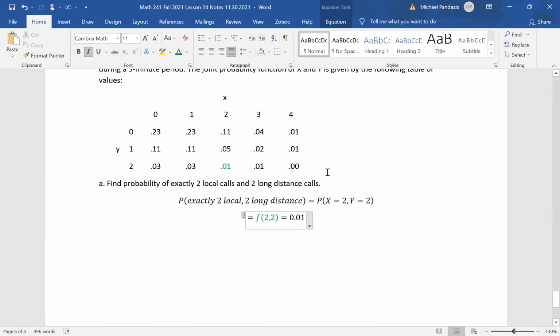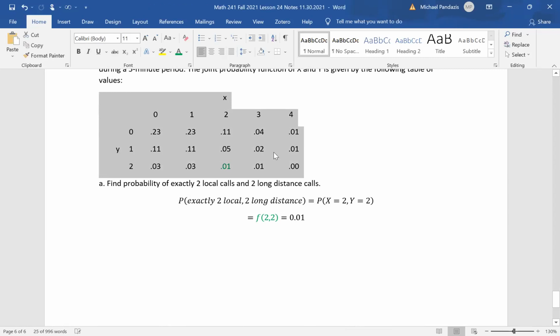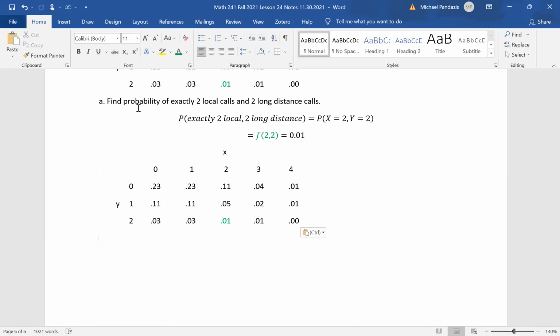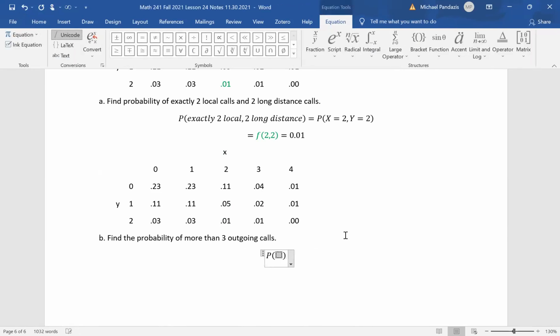So that's A. Since we're on Word, I'm not writing this out by hand. I can write the same exact table, I just want to label it again. Okay, same table. And so for part B, find the probability of more than 3 outgoing calls during this 5-minute period.